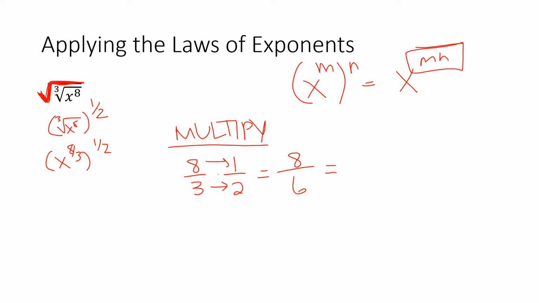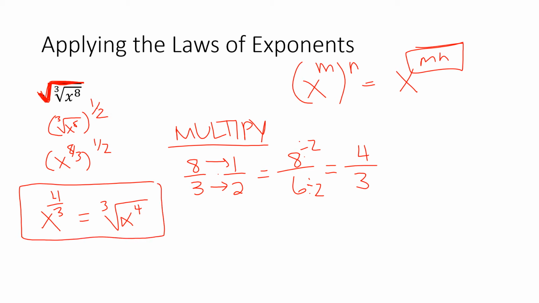This can be simplified a little bit. 8 over 6, everything's divisible by 2. So if I simplify my fraction, that would be 4/3. All right, so my final answer when I simplify this would be x to the 4/3 power, or as a radical, the man rides the horse, the man goes inside, the horse stays outside. So it could be written as the cube root of x to the 4th power. Either way, this would be your answer.